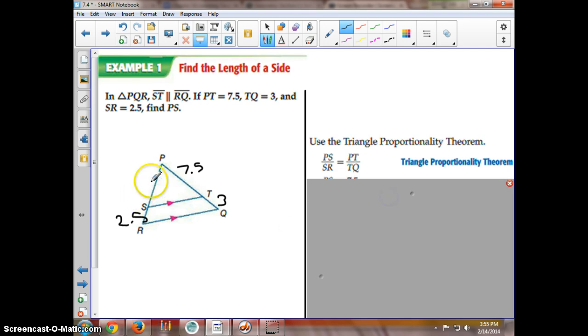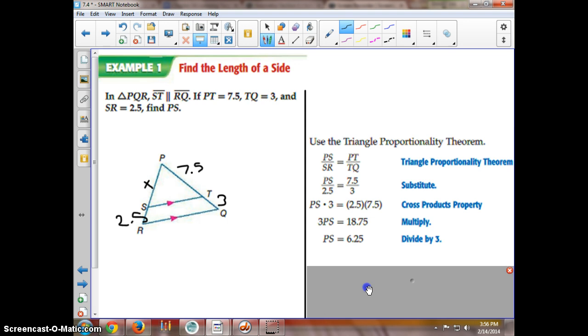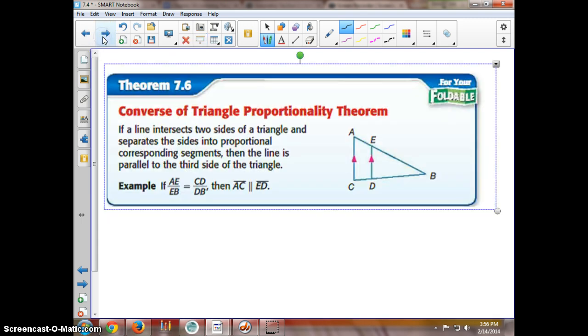So we're going to say PS is to SR as PT is to QT. So can you fill in those parts? We don't know what PS is. And then you know how to solve a proportion. Are you getting a final answer of 6.25? You should be. Let's go on to example 2.